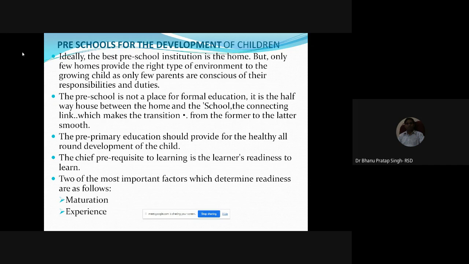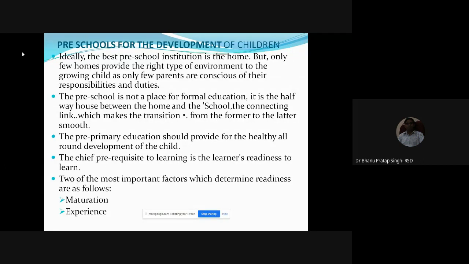If you are aware, we have discussed the preschools for the development of the child. You know, the preschool is the first ladder. Even the first ladder of education is home. But at home, from 0 to 2 years, and after 2 years, the student comes to preschool. So the role of preschool is very important.